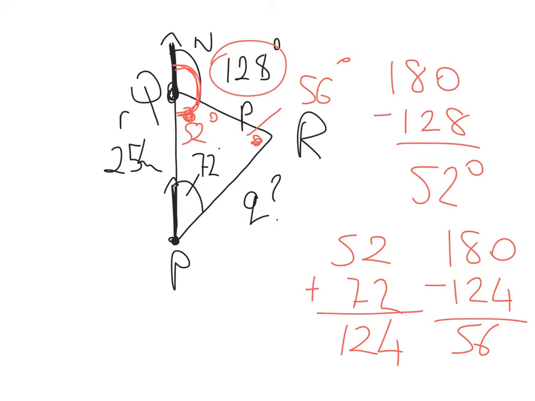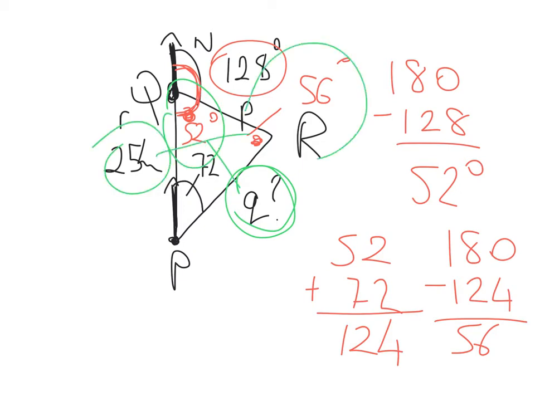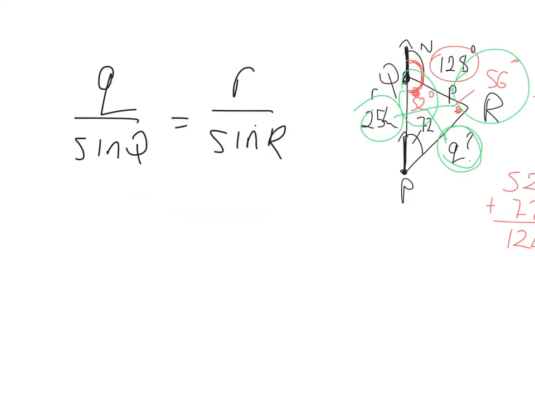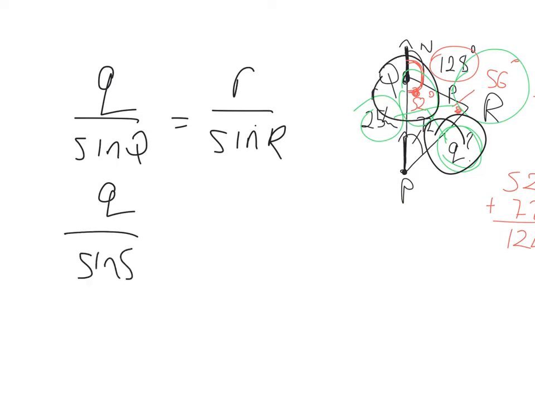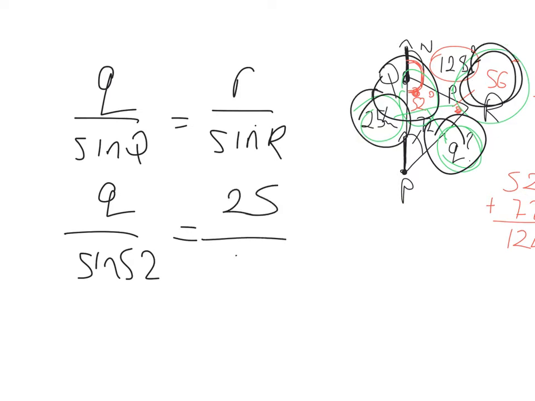Okay, so I could interpret this again as a sine rule question. There's my unknown. There's the angle that faces it. So two pairs of opposites and one unknown. Q over sine Q equals R over sine R. That's a sine rule question. I then put the information in. So Q is what I'm looking for. So Q over sine 52 is equal to R, which is 25, over sine R, which is sine 56, and then cross multiply.